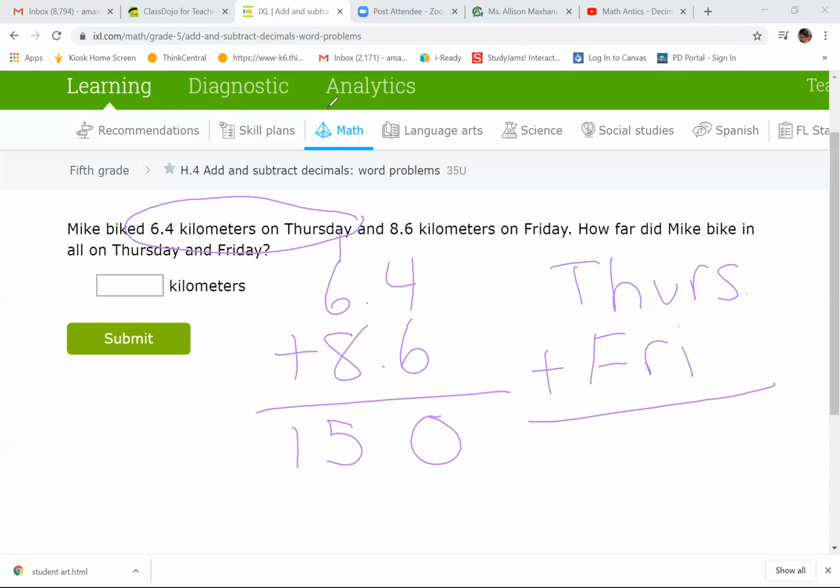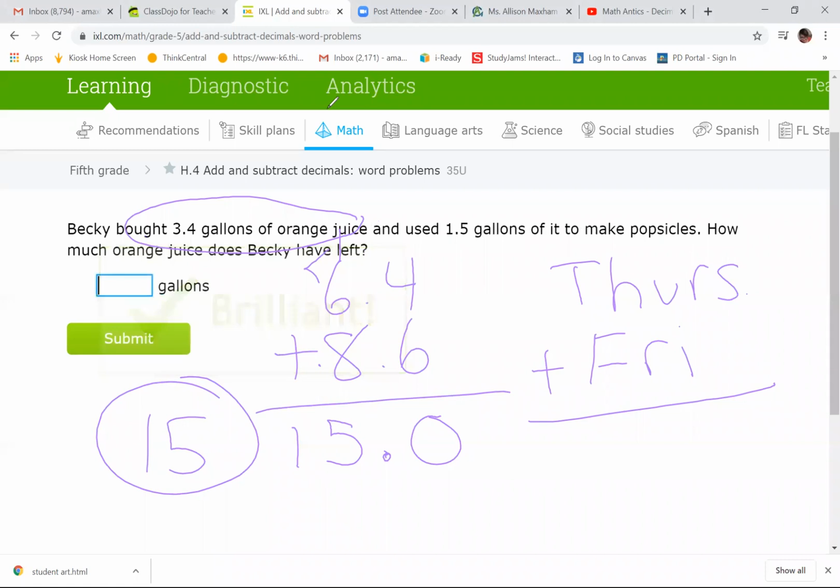Or I could say 6 plus 1 is 7. And this is very close to 7. It's only 1 more than 7. 7 plus 7 is 14, plus 1 more is 15. Bring down my decimal. Now I have a choice here. I could write my answer as 15 and 0/10 kilometers, or I can just say it's 15. Brilliant.